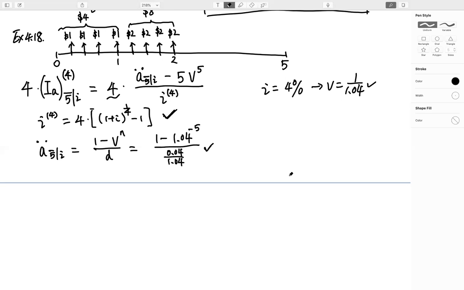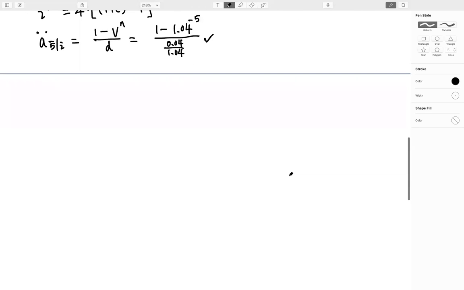That is for the annuity immediate, right? The next one is to study increasing pthly annuity due. Okay, everything is the same except now the payments are moved forward by 1 period.